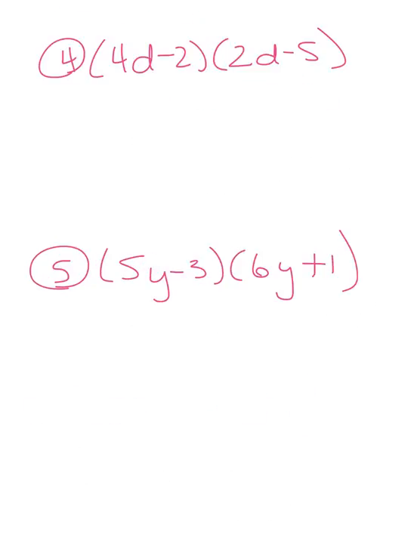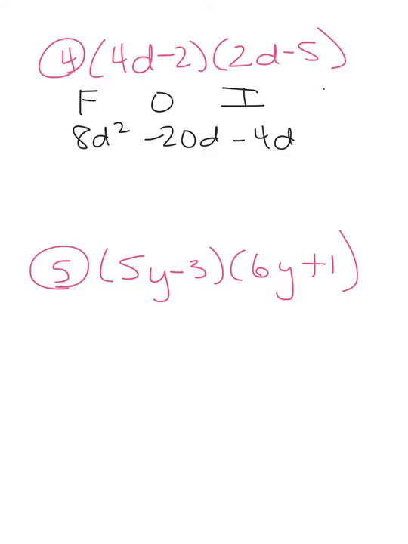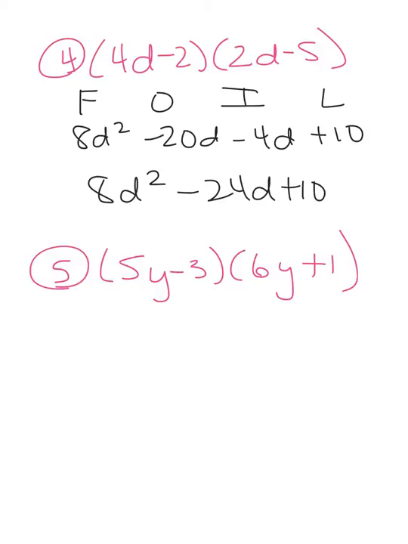Let's practice a few more just to make sure we're comfortable. So again, in using FOIL, 4d times 2d gives me 8d to the second. My outside terms, 4d times negative 5 gives me negative 20d. Inside, negative 2 times 2d gives me negative 4d. And my last, negative 2 times negative 5 gives me positive 10. When I combine my like terms, I have 8d to the second minus 24d plus 10.